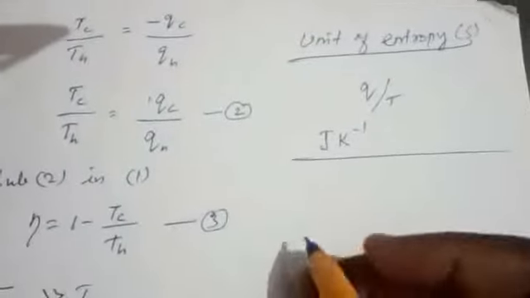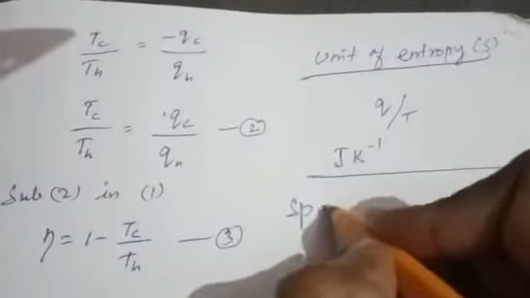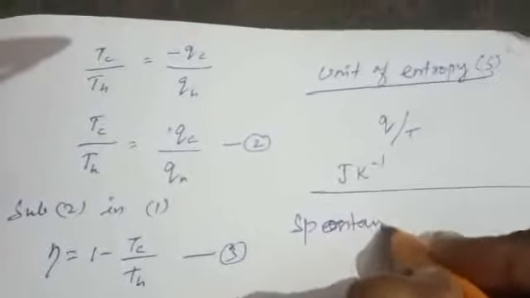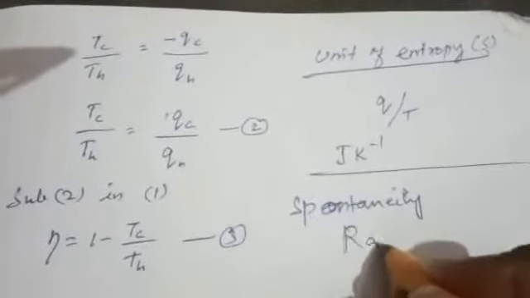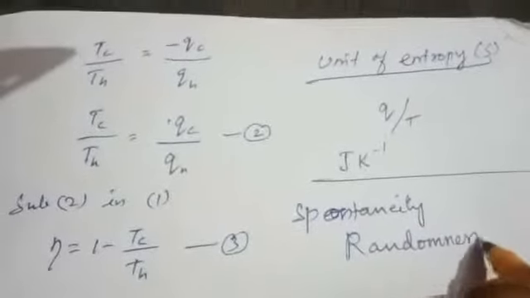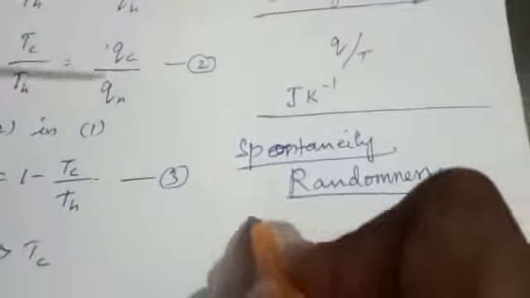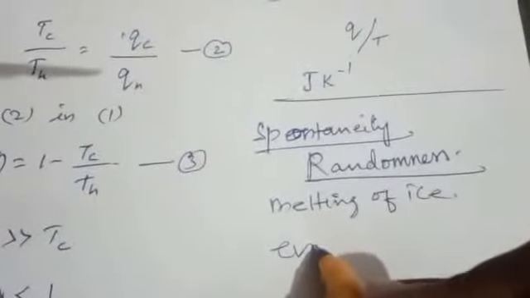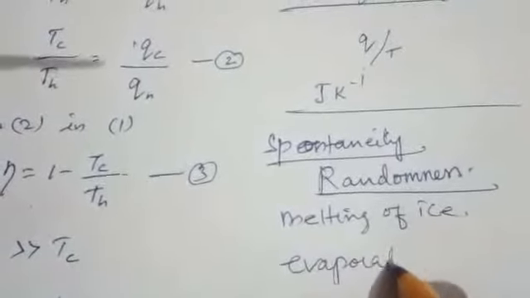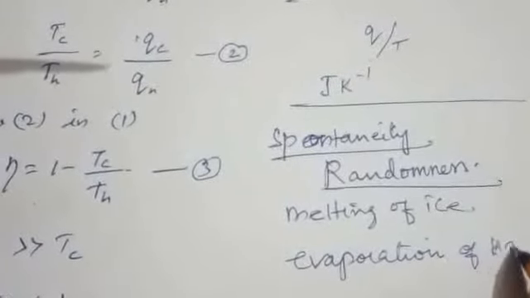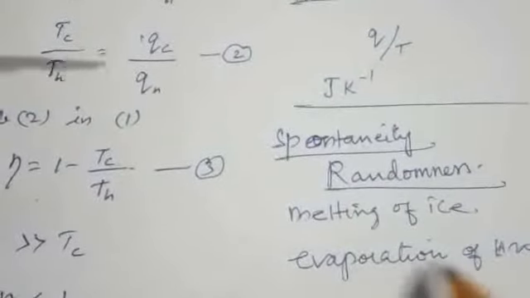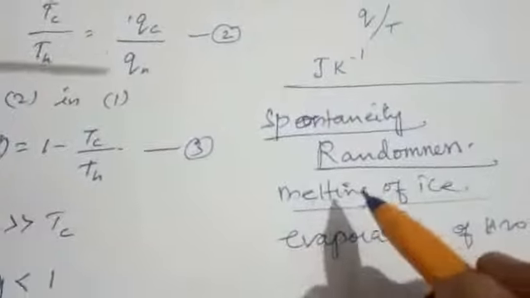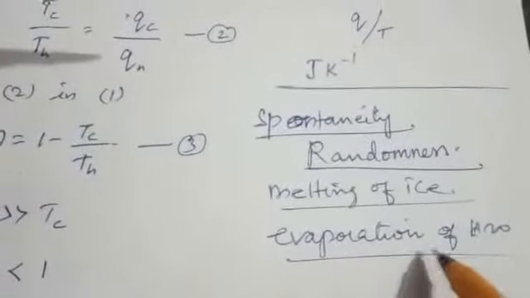Now, spontaneity and randomness. On careful examination of spontaneity and randomness, we see melting of ice and evaporation of water. There is an increase in randomness or disorder of the system. Melting of ice also increases the randomness and disorder of the system, and evaporation of water also increases randomness or disorder.